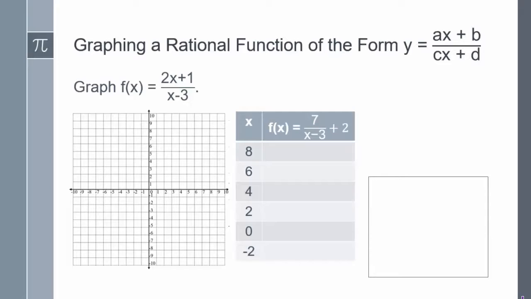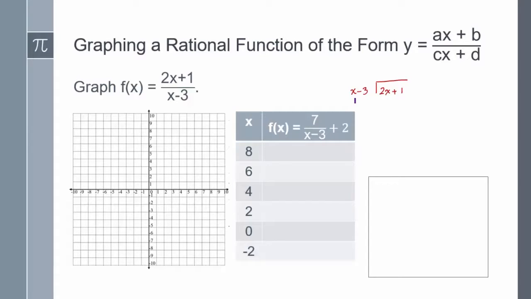Another way of graphing the function of the form y equals ax plus b divided by cx plus d is to write it in vertex form or HK form. To do this, you could divide the function either by synthetic division based on what is in our denominator, or you could use long division to divide the function 2x plus 1 over x minus 3. I'm going to use long division to simplify this function.